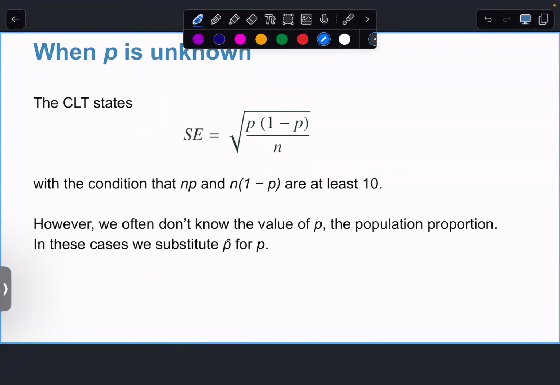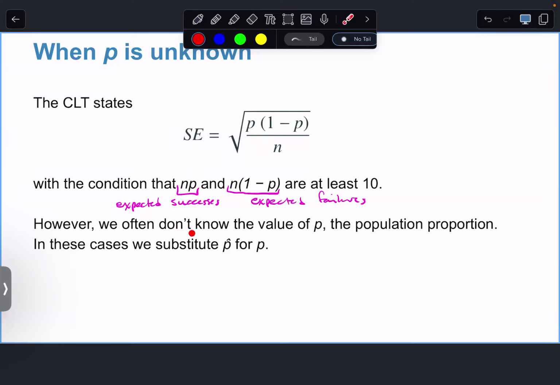So when P is unknown, so P is the population proportion, right? Then the central limit theorem says that the standard error is going to be the square root of P times 1 minus P over N, with the condition that NP and N times 1 minus P, right? This is going to be the expected successes. And n times 1 minus p is the expected failures, or at least 10. So if you have a population proportion p that you can use, cool, just multiply it by n and find the expected successes and then the remainder are failures. Okay.